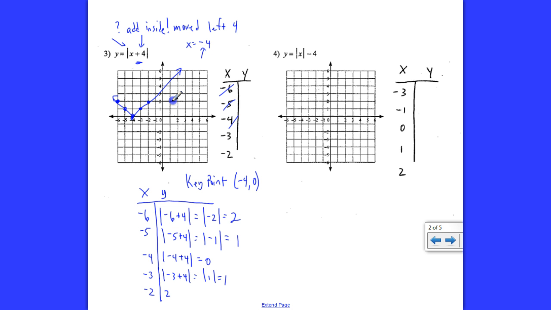So I'm going to stop this video here and continue on the next one, and we're going to use that information to identify key points and hopefully shorten up the process of graphing these graphs. So we'll stop this one and continue on with part 2 next.